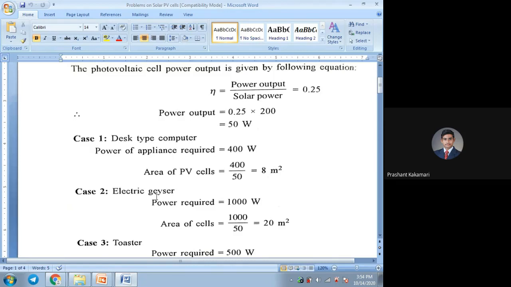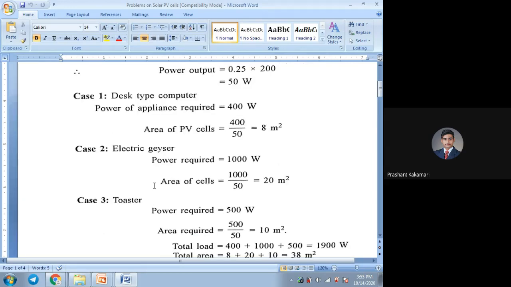Similar case for the geyser. For the electric geyser, or the water heater, 1000 watt, that is 1 kilowatt of power, is required to run. So with 50 watt per cell, how many cells are required per meter square? If you find out, that will be around 20 meter square. 20 meter square area of cells is required to run the electrical geyser. Similarly, find for the toaster also: for 500 watt it is half, 10 meter square.